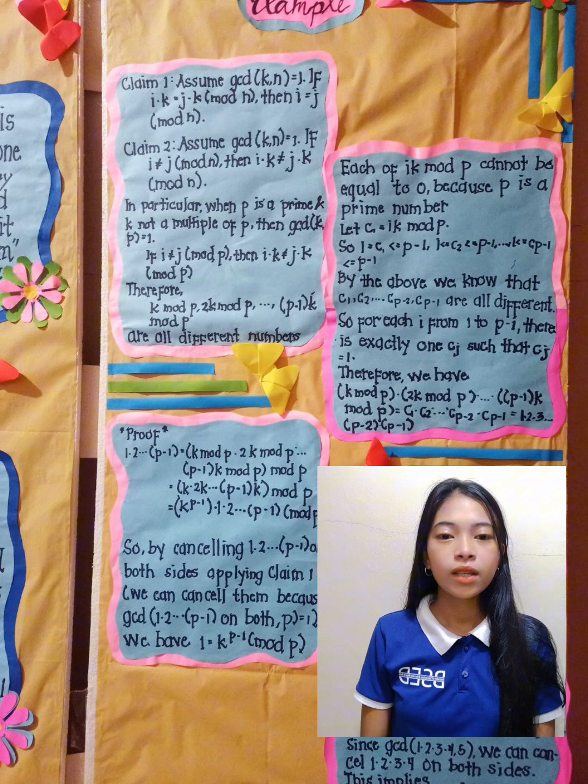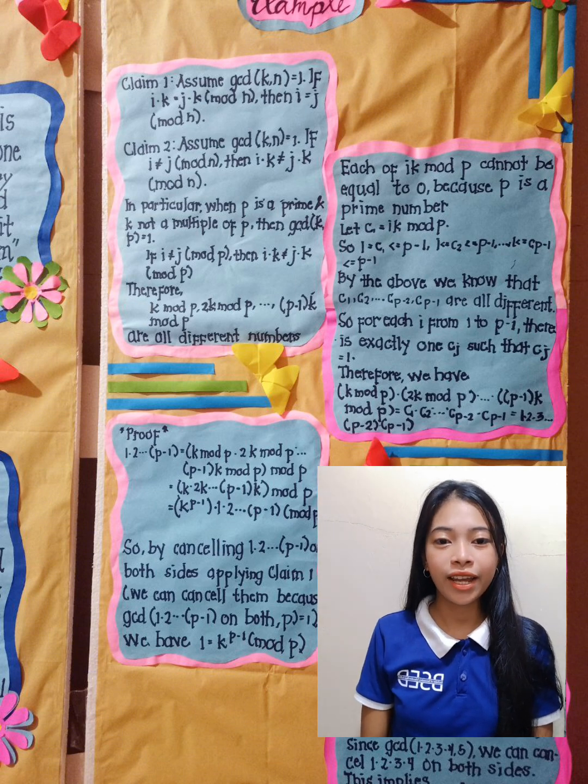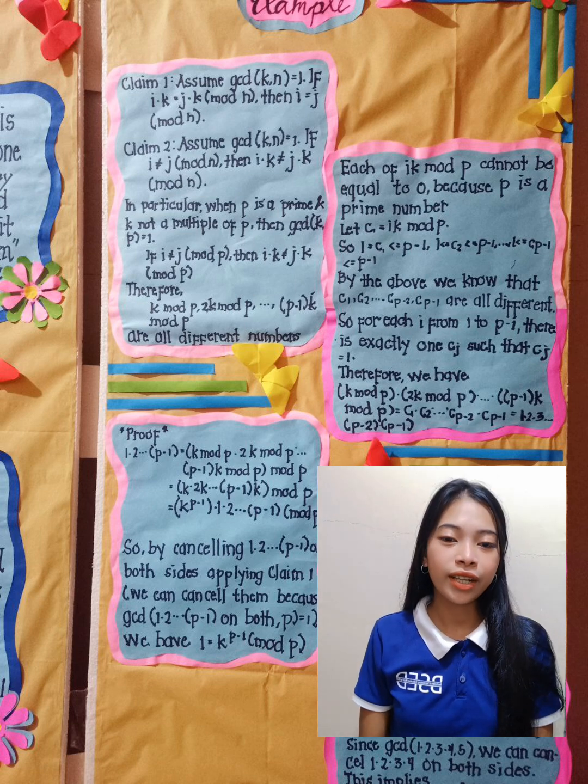Thank you. Fermat's little theorem states: if p is a prime number and a is any integer such that GCD(a, p) is equal to 1, then a to the power of p minus 1 is congruent to 1 mod p. This theorem has important implications in modular arithmetic and number theory. The two claims in our example relate to properties of numbers in modular arithmetic.